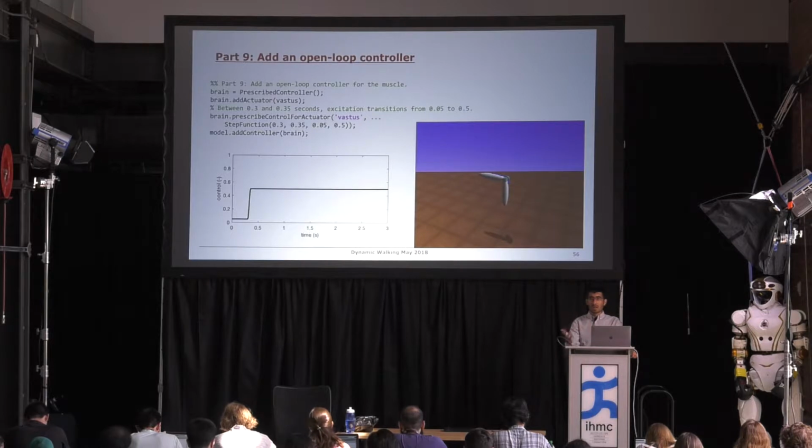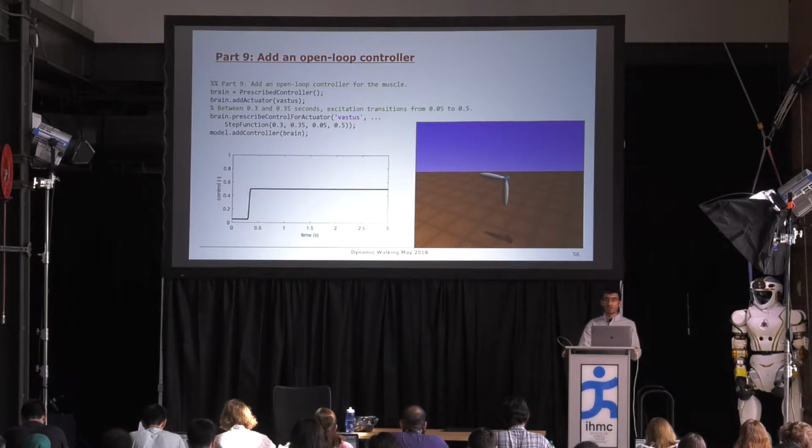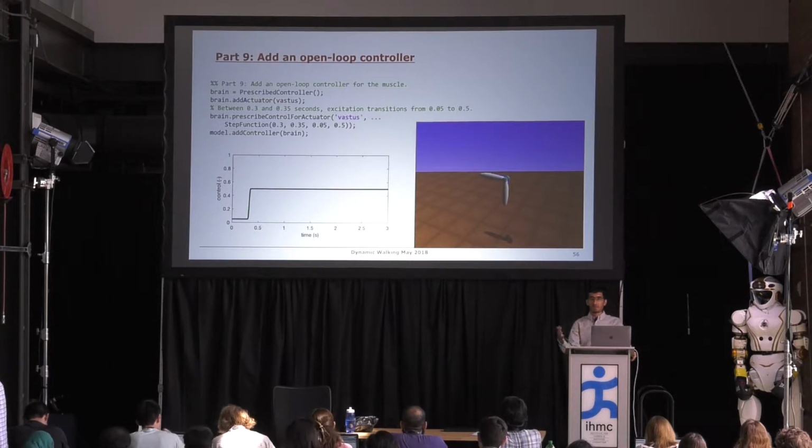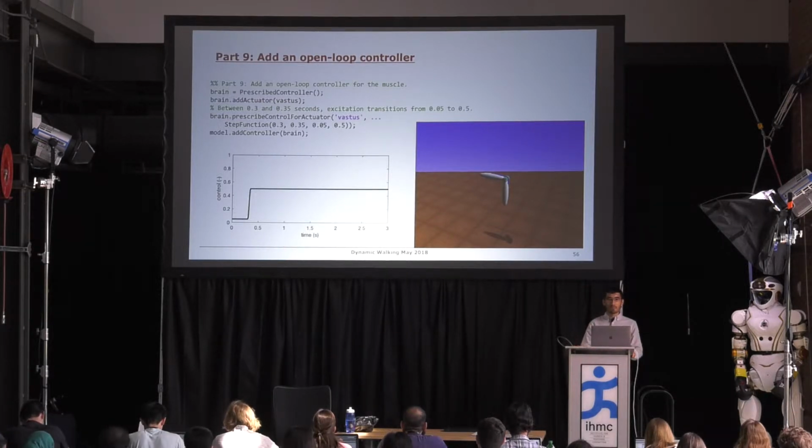Now we added an actuator, but we didn't specify its control signal, so the system is still passive. Now we're going to specify a control signal for the muscle, so that's kind of like modeling the nervous system. So we can use OpenSim controllers to do this. OpenSim has a bunch of controllers, the most simple of which is a prescribed controller, which is just an open loop control signal as a function of time. So you can create a prescribed controller.